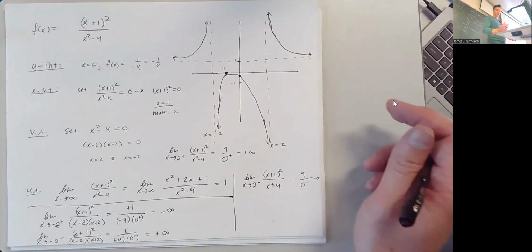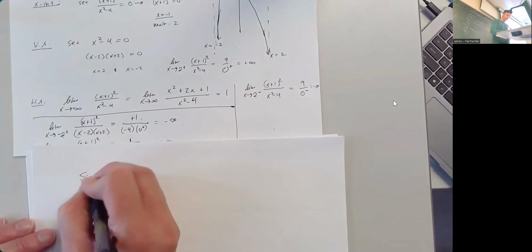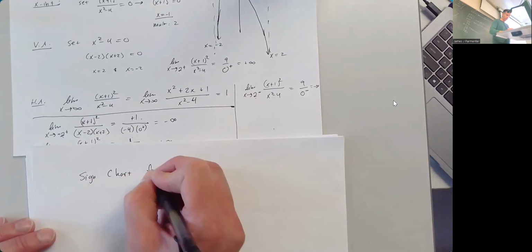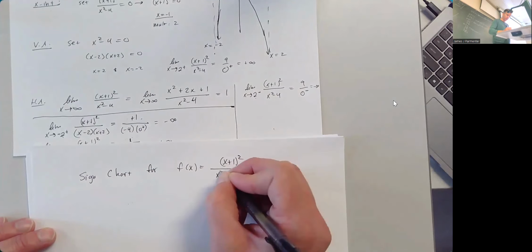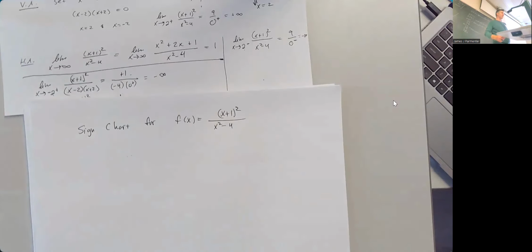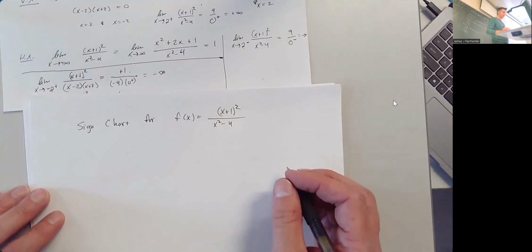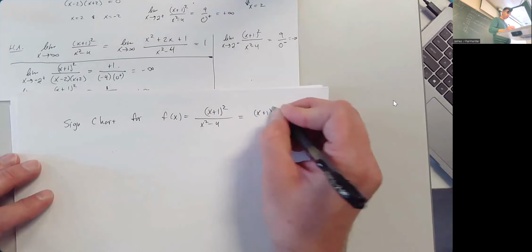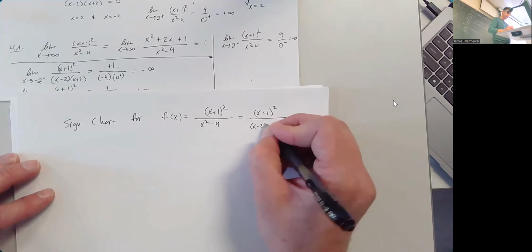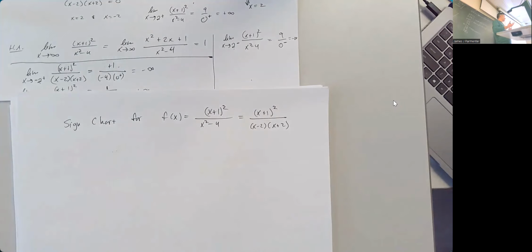But let's talk about making a sign chart here. Let's see if we can make a sign chart. Sign chart for f of x equal to x plus 1 squared over x squared minus 4. There are lots of ways of doing this. I'm always trying to do as little work as possible. So you definitely want to factor your function completely to make a sign chart, because the sign is always based on how many positives and negatives we're multiplying or dividing together. If you haven't factored it fully, it's kind of hard to see.